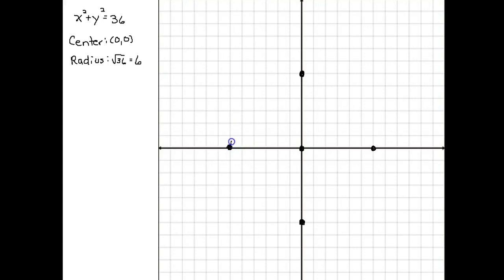And once I have those points in place, if I was doing this by hand, I'd use a compass, but do your best and sketch something nice and round here. But those points at least give you somewhere. If you're trying to freehand it like I am right now, those points at least give you a reference to work with.